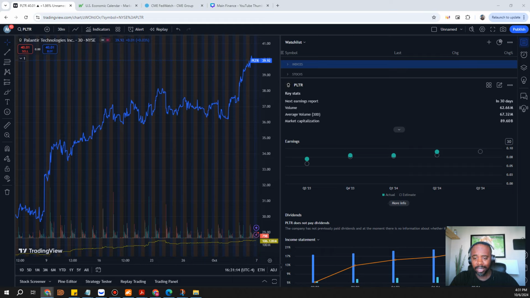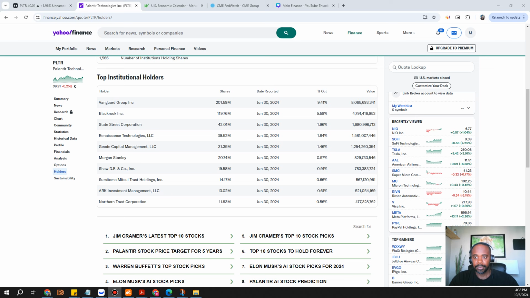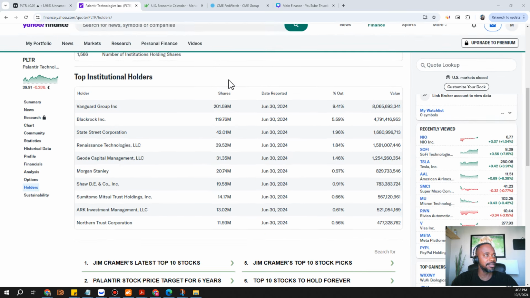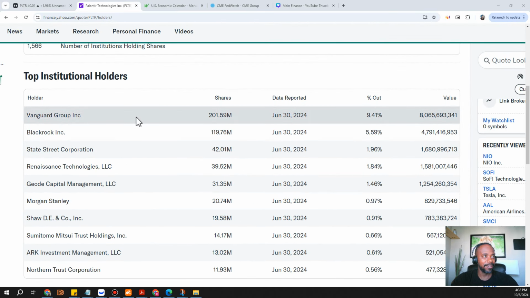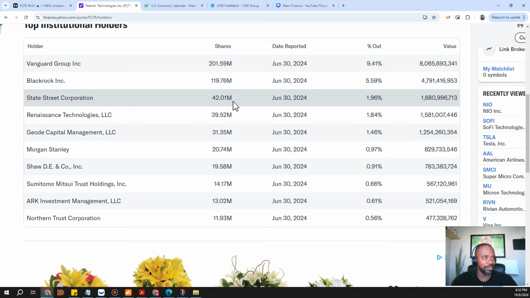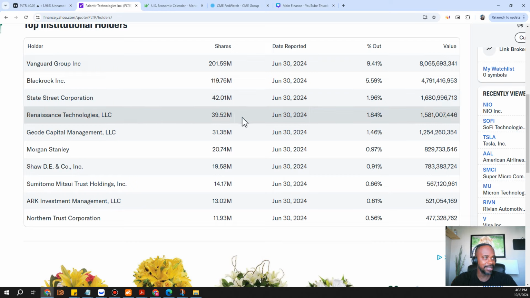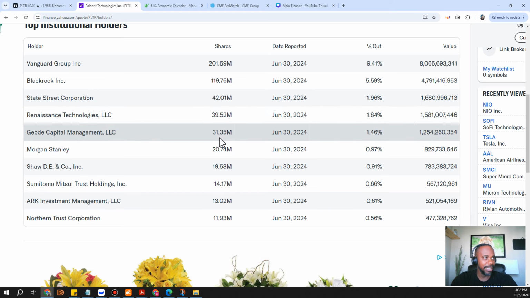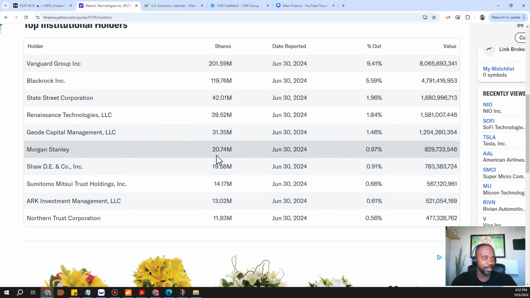Now, one thing I want to do before we get into the stock price predictions is take a look at who the institutional investors are of Palantir. So top on the list, which is no surprise, of top institutional holders, we've got Vanguard. Okay, they've got 201 million shares. And then next, we've got BlackRock at 119 million shares. You've got State Street Corporation with 42 million. Renaissance Technologies has 39 million. And then look at Morgan Stanley. They've got a pretty modest, for them, 20.74 million shares.